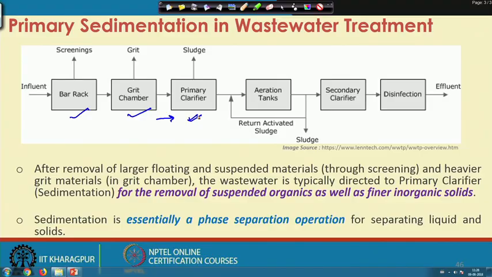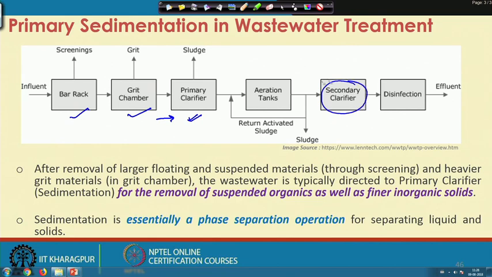Why we use the term primary is because there is another sedimentation which is typically used in sewage treatment plants in the form of the secondary clarifier. So, in order to distinguish which clarification or which kind of sedimentation we are talking about, we prefix them with primary sedimentation or secondary sedimentation, or secondary clarification.